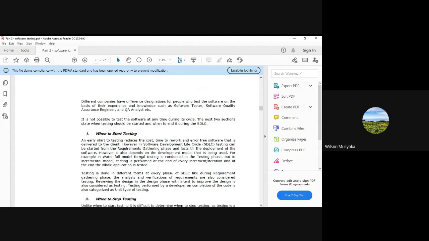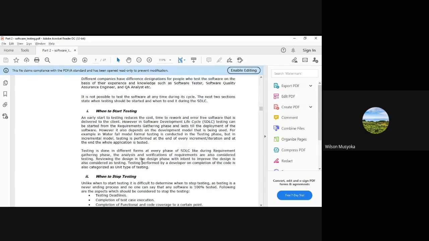Then, when do we start testing? After we have looked at those people who are doing the testing, when do we start testing? Testing will begin as early as possible. From the moment we are collecting the requirements, that is the time we normally start testing the system.